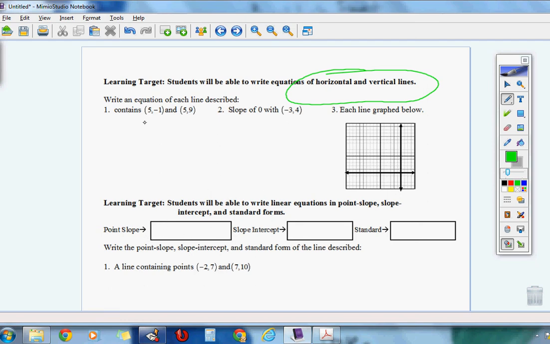They're easier. If we just look at the line that has 2 x values the same, you're going to have a vertical line because you're going over 5 down 1, over 5 up 9. The answer to that is going to be x equals 5.